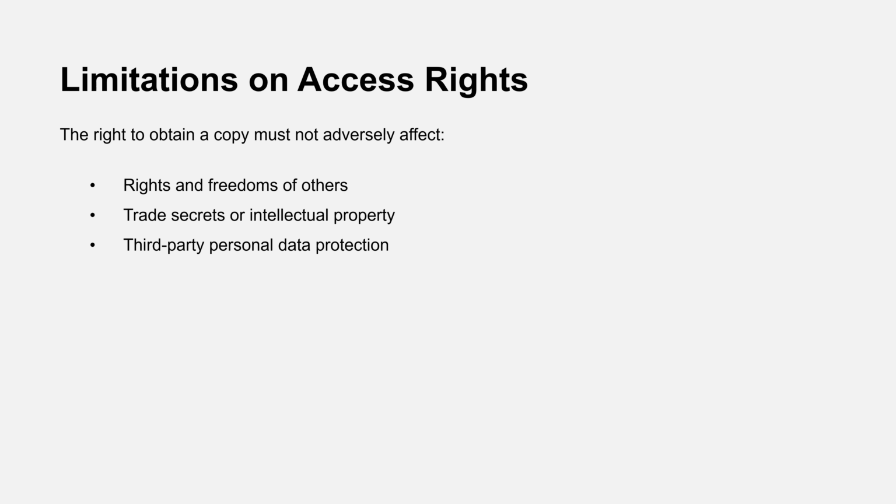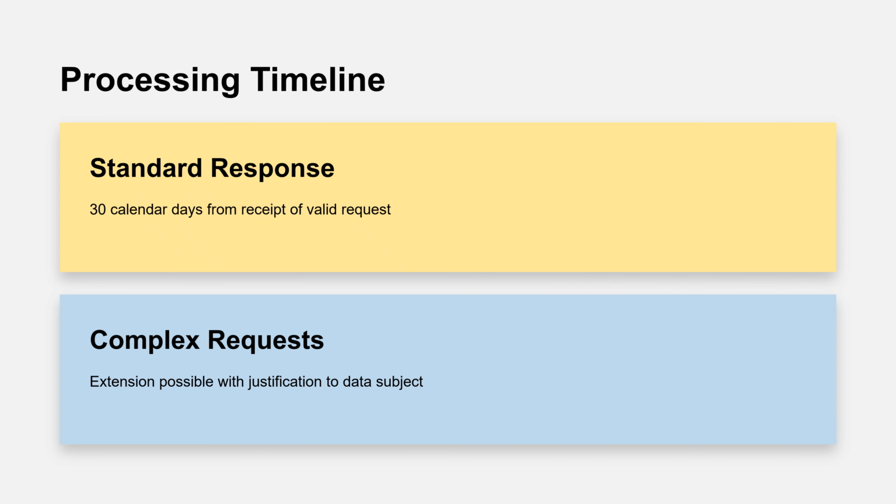Limitations on access rights. Now, this right is powerful, but it's not unlimited. For example, if giving you access to data affects someone else's privacy, the company may restrict some information. Similarly, they don't have to reveal trade secrets or confidential business information. So the goal is to balance your rights with the rights of others. Processing timeline. Timing is very important here. Once you make a valid request, the company must respond within 30 days. If the request is very complex, say you asked for years of historical data, they can take more time, but they must inform you and justify the delay.